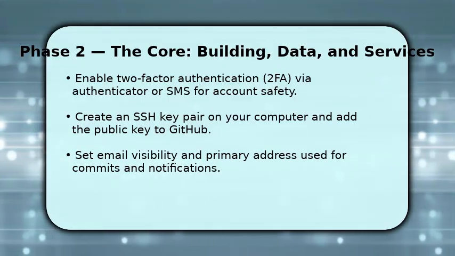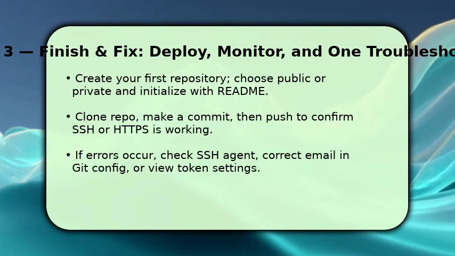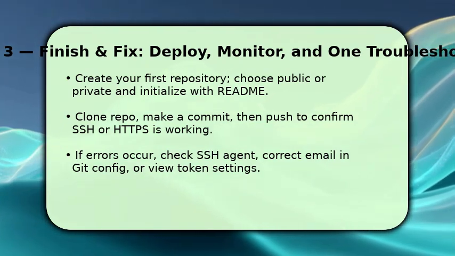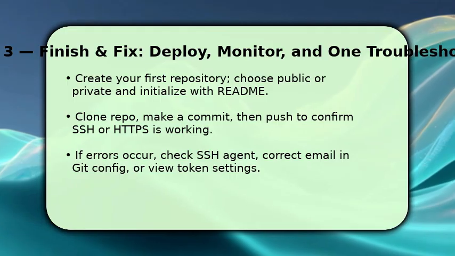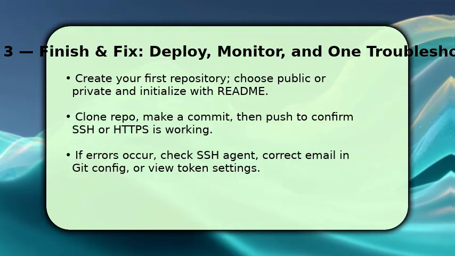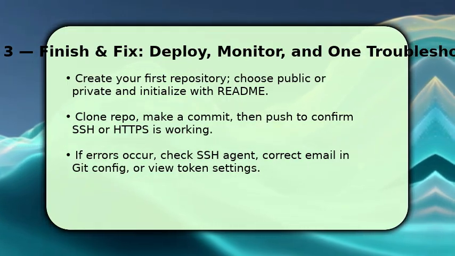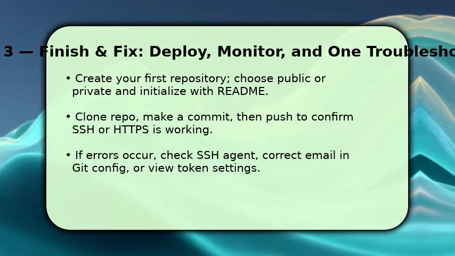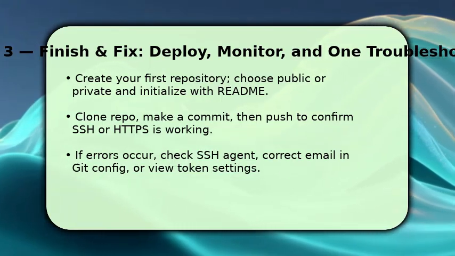Finally, adjust notifications. Finish by creating your first repository and testing a full workflow. Create a repo with a clear name, add a README, and git ignore as needed, then clone it locally. Make a small change, commit with a descriptive message, and push to confirm authentication works.